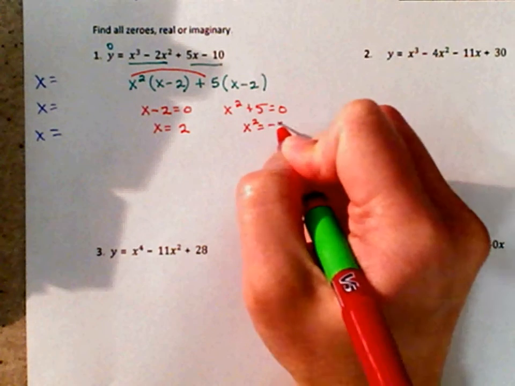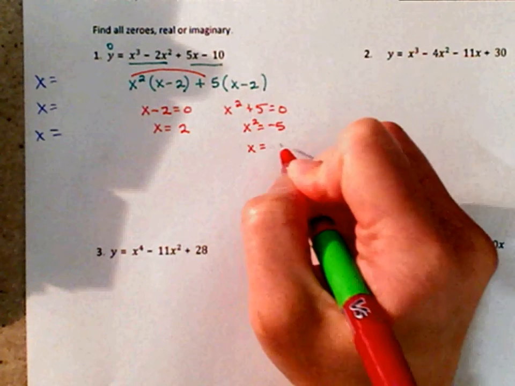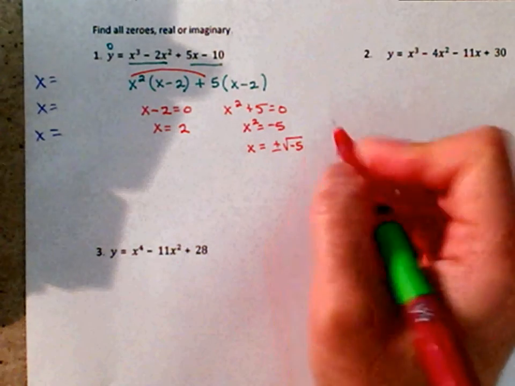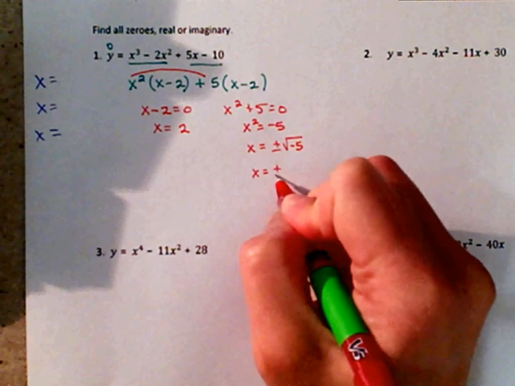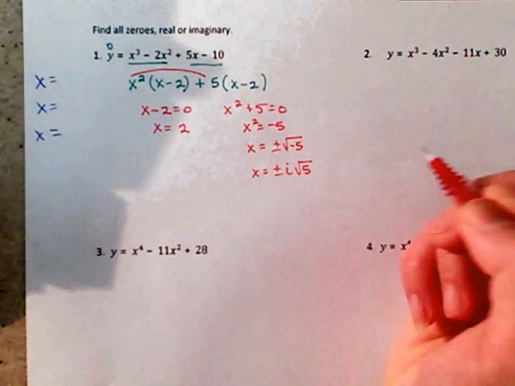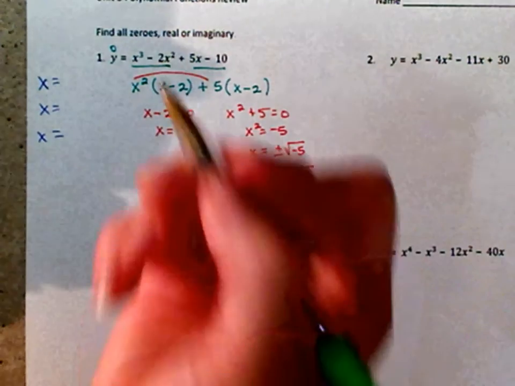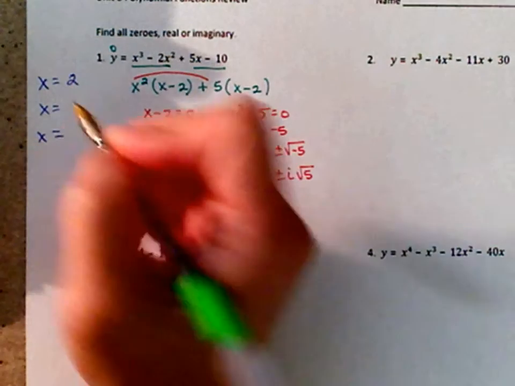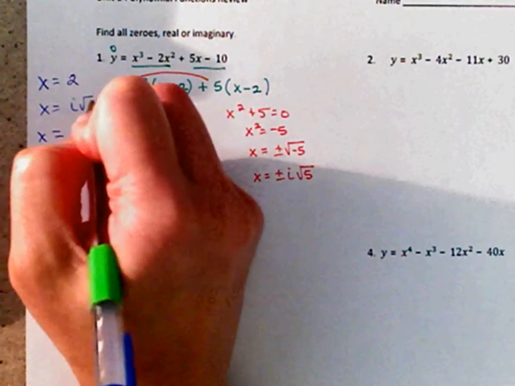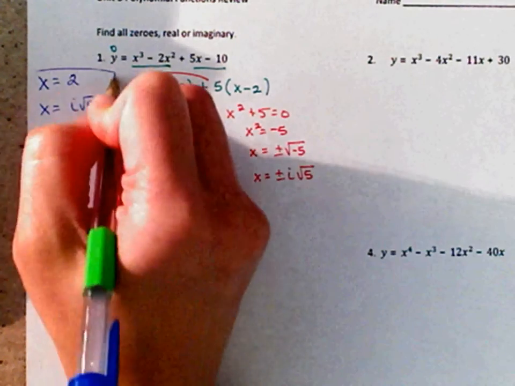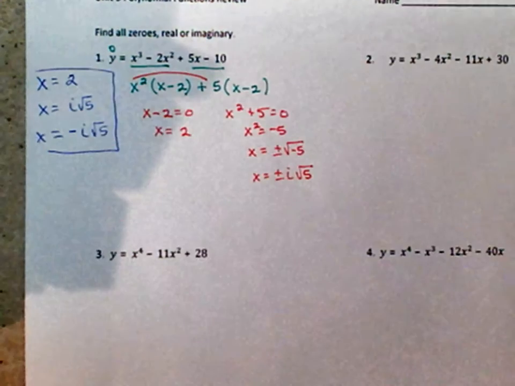Subtract 5 from both sides. Take a square root. You can't have a negative under there, so it comes out as an imaginary. And there are no perfect squares in 5. So your solution is 2, i square root of 5, and negative i square root of 5. So there's your answer for number 1.